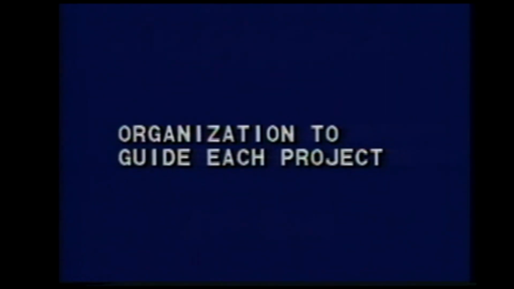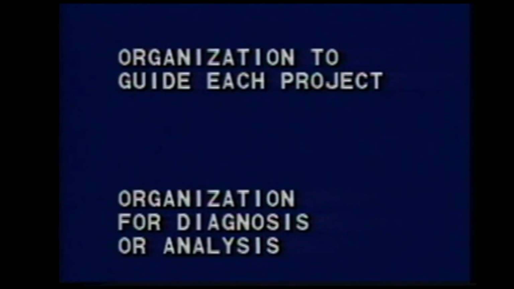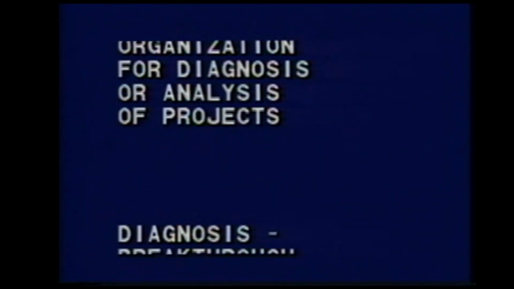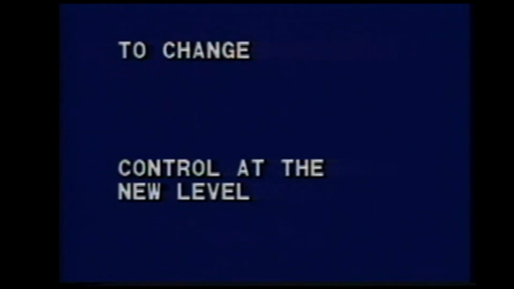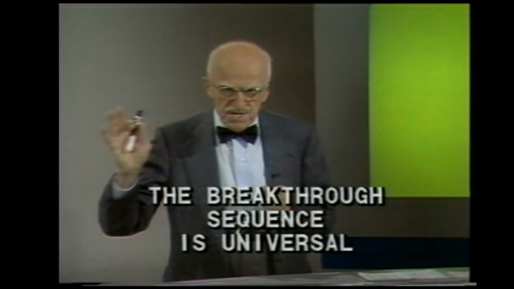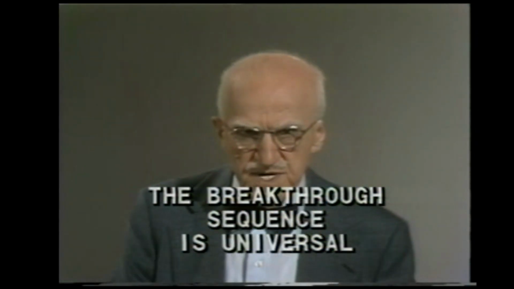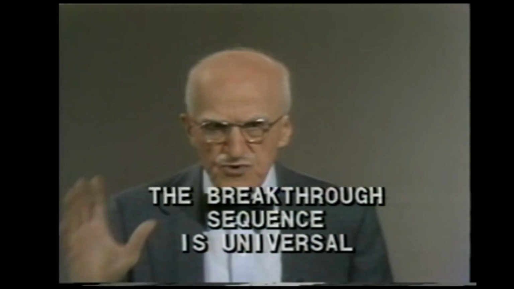Then there's project identification. Specifically, what are we going to tackle? Then comes organization. Organization to guide each project, and organization to diagnose or analyze each project. Then follows diagnosis, a breakthrough in knowledge. Next comes remedial action on the new knowledge, including overcoming resistance to change. And finally, there is control at the new level, holding the gains. This sequence is universal. All breakthroughs follow that sequence. We will use this sequence as our roadmap.